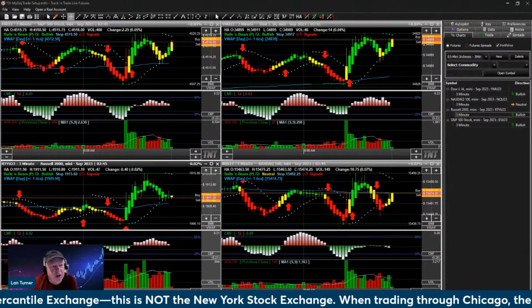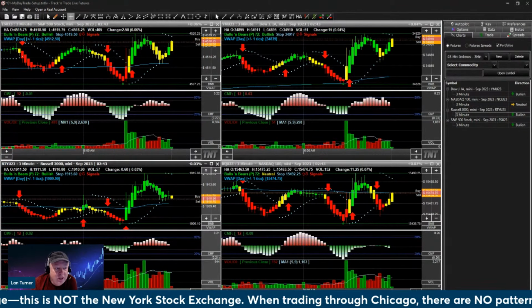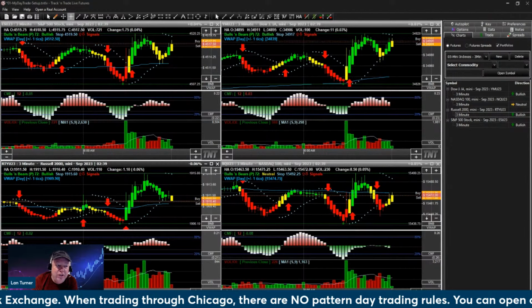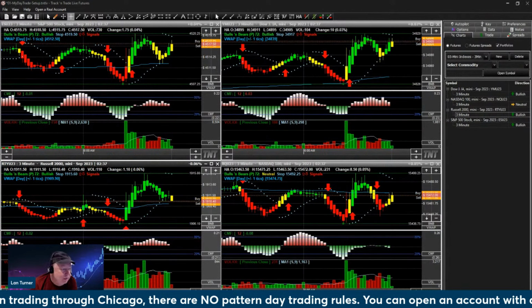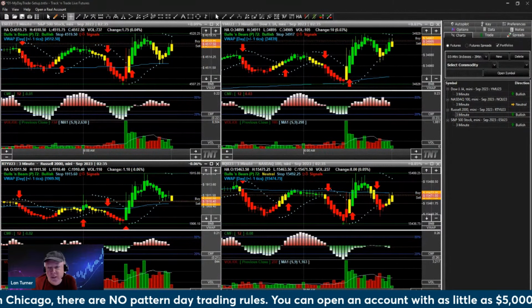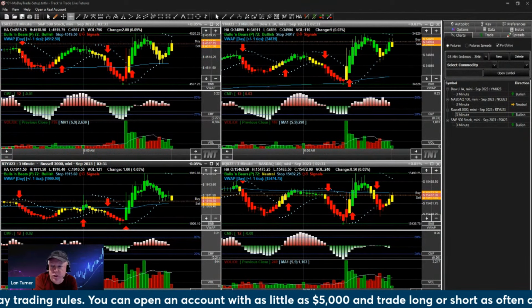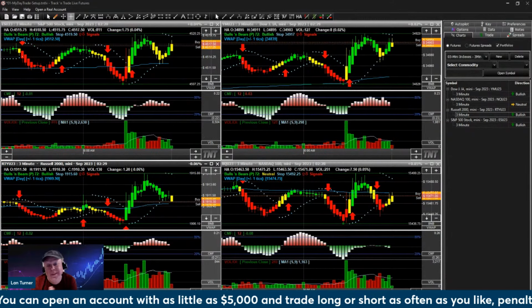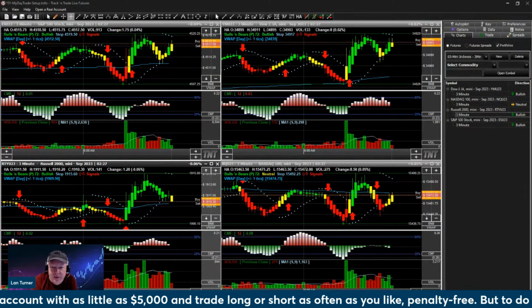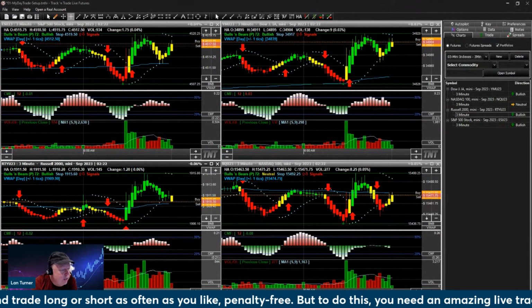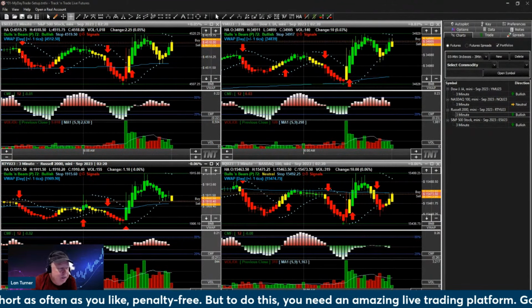When trading in Chicago, there are no pattern day trading rules, and you can open an account with as little as $5,000 and trade long and short as often as you like, penalty free. So you remember that this is the futures market. We're in a different exchange, so they have different rules. It's not the same as over in New York, where you have to have 25,000 or at least 30,000 to day trade. You don't have to have that in Chicago. The exchanges don't require that over there. So you can trade as often as you like, penalty free.